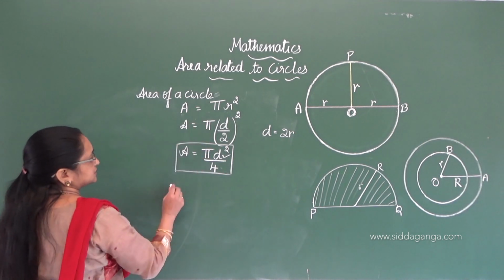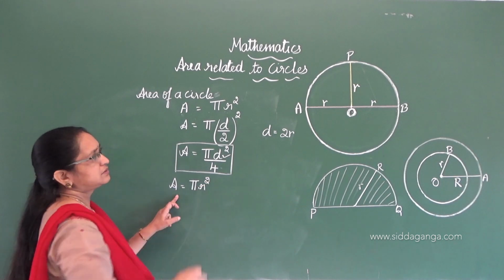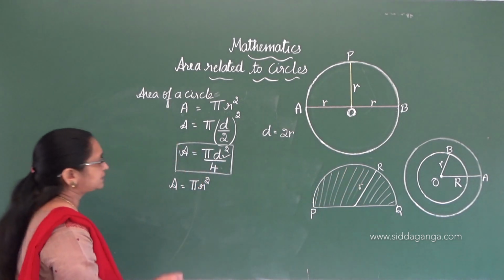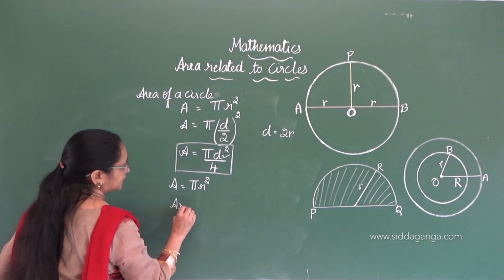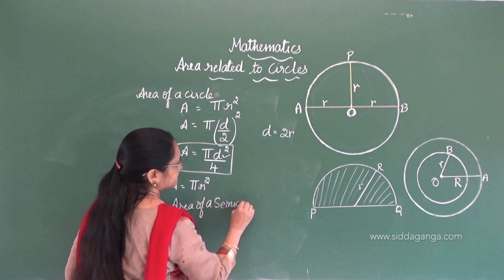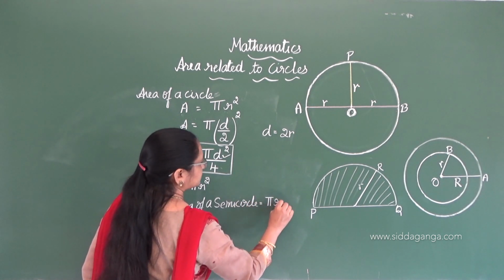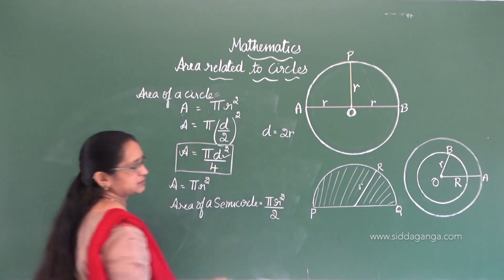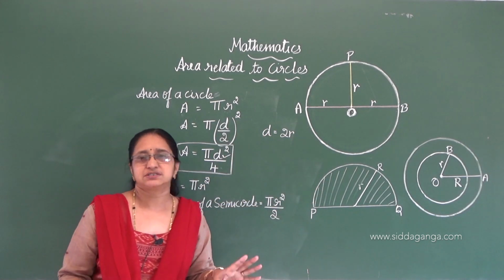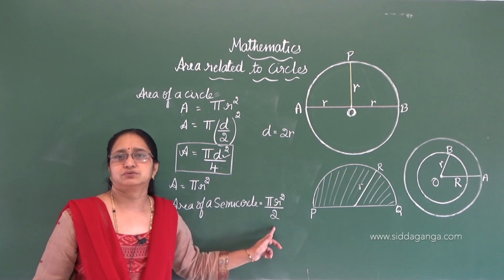Now we know A is equal to pi r square. We know this. So this is the area of a full circle here. Now half of it, so it will be the area of a semicircle. How can we calculate? Pi r square divided by 2. You all know that, correct? So the area of the circle is pi r square. The half of it, that is the semicircle, the area of the semicircle will be pi r square by 2.